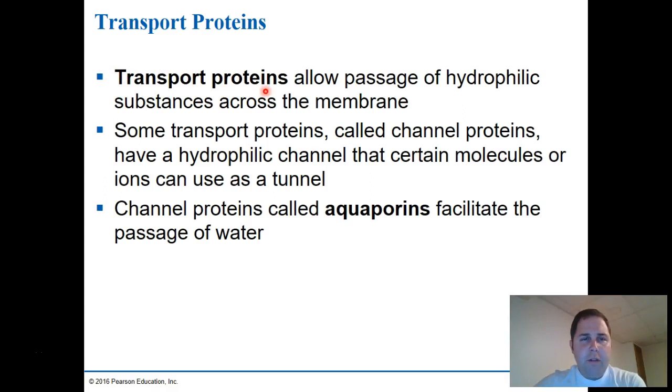Those transport proteins are one of the reasons they don't let everything through, because if you are a small nonpolar molecule, you can move through the membrane freely. If you're anything else, you're going to need some help getting through, and these transport proteins will help you get through by making a channel for an ionic or a hydrophilic substance to go across the membrane.